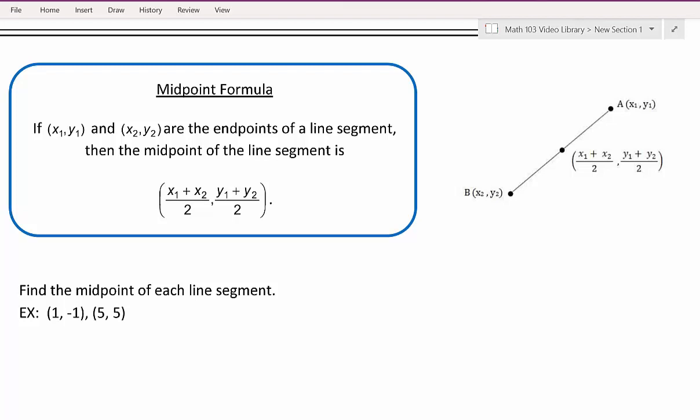I feel like this formula makes a lot of sense. The midpoint, the middle, it's the average. When you find average, you add numbers up and then divide by the number of numbers. The midpoint's going to be a point, so it has an x-coordinate and a y-coordinate. So we need to find the average x-coordinate by adding the two x values together and dividing by 2, and the average y-coordinate. Add the two y values together and divide by 2.